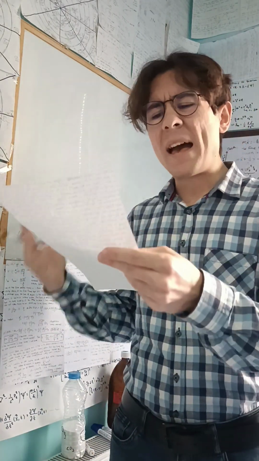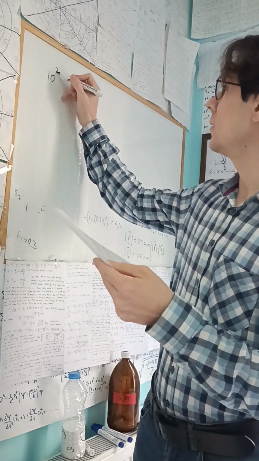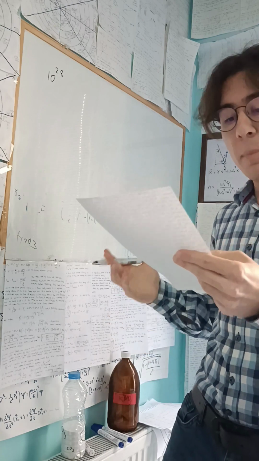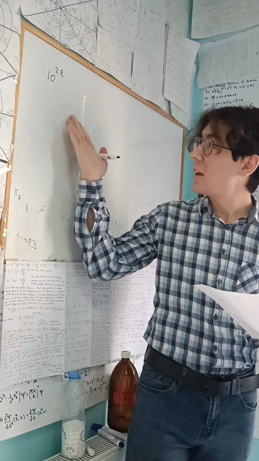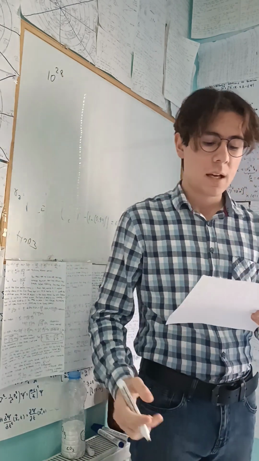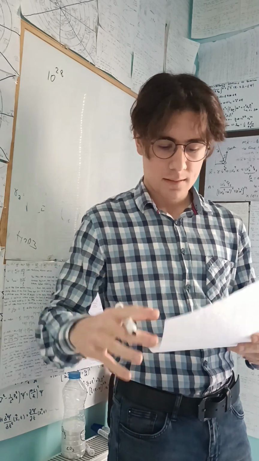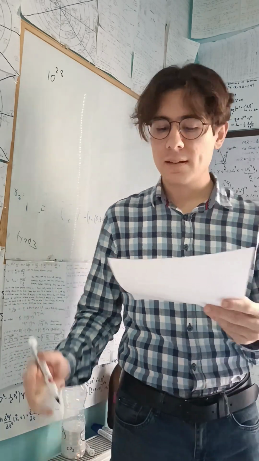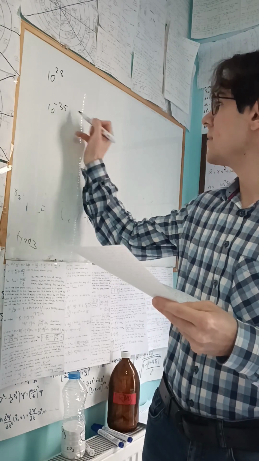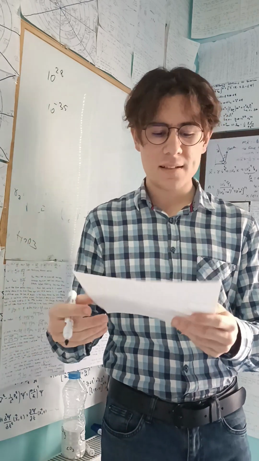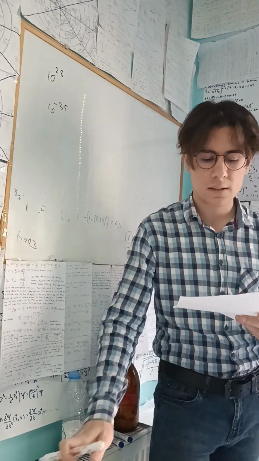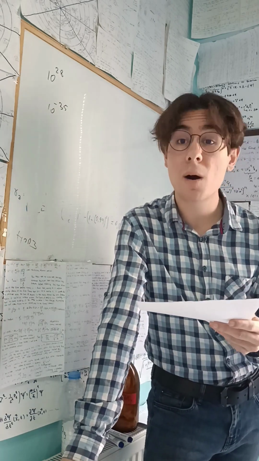The patch expanded exponentially by a factor of at least 10 to the 28. But it could expand much more, and by the way, it could expand much more than this value. So inflation lasted, it's over, maybe 10 to the minus 35 seconds after the Big Bang. So the region destined to become the presently observed universe was about the size of a marble.